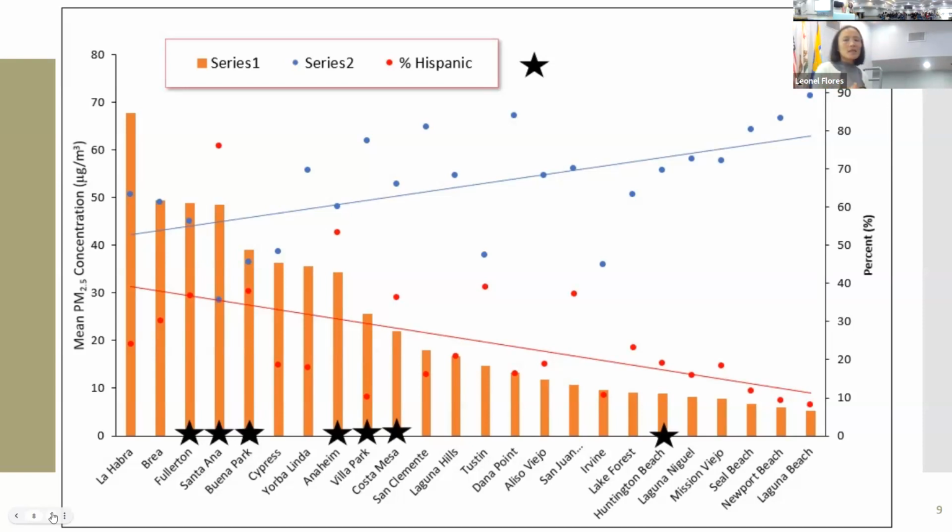So basically, you can see that on average, the higher the diffusion levels at the city level, the higher the percentage of Hispanic population. And the opposite is true for the percentage of white population, right? The blue. So the lower the concentration of air pollution, the higher the percentage of the white population.